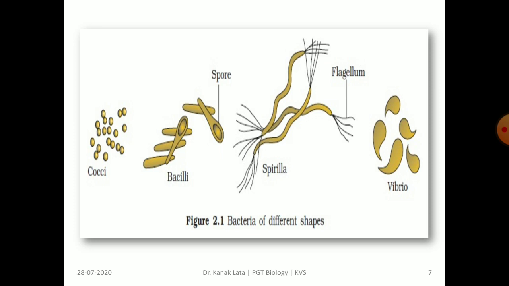Here you can observe the bacteria of different shapes, that is cocci. The plural of coccus is cocci. The plural of bacillus is bacilli. The plural of spirillum is spirilla. And the plural of vibrio is vibrios. So here you can see that different shapes of bacteria are present, and this was the basis for classifying the bacteria. Here you can also observe that the spirilla have flagella.